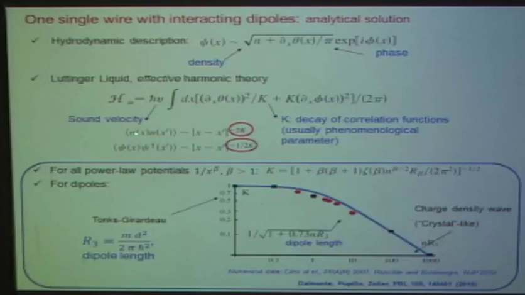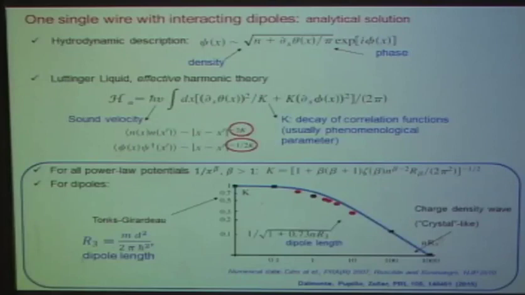So if you plot the density correlation function, it decays like, for example, 1 over x to the 2k, and the single-particle correlation functions are also related to kappa. So if you know kappa, then you basically know how the system behaves as a many-body system. Now, it turns out that usually kappa is a phenomenological parameter that you can extract either from numerics or from an exact solution, for example, for interacting bosons with short-range interaction. Otherwise, you have to do numerics, essentially.